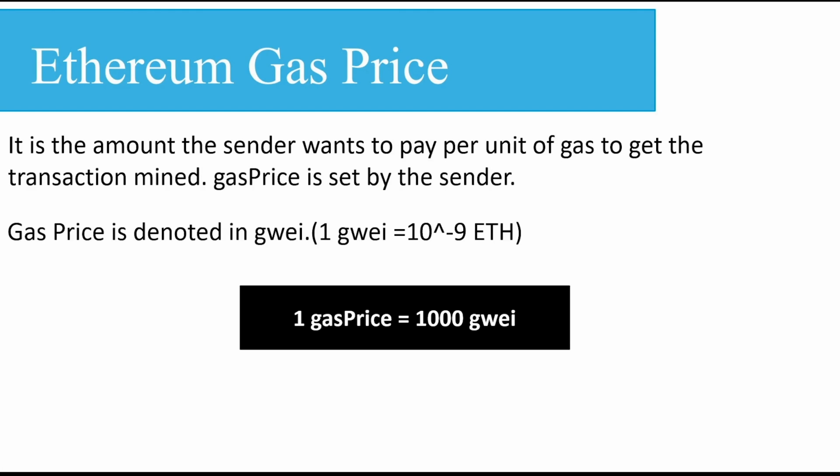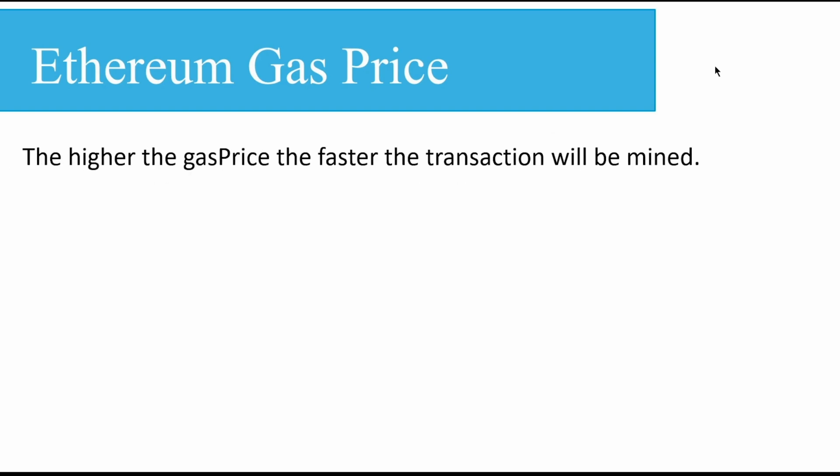Now another question might be: okay, I got your point that we can set gas price, this is our choice. But why in the hell would I set gas price to be 1000 Gwei if I can set it to 10 Gwei or even 1 Gwei? Why would I set it to 1000 or even 10,000 Gwei if this is under my control? And the answer to this is very simple. The higher the gas price, the faster the transaction will be mined. That's why we set gas price accordingly. If we want our transaction to get mined fast, we have to set our gas price in such a way that it will get mined fast.